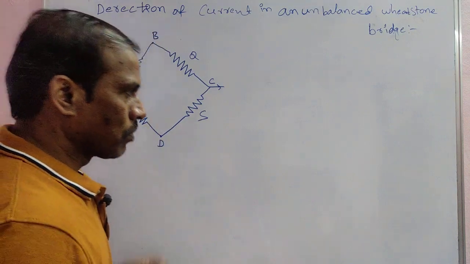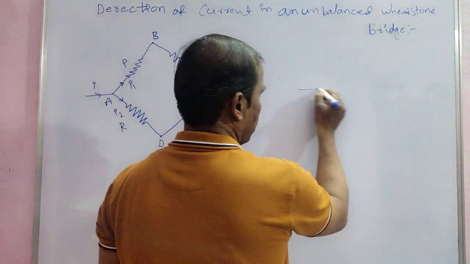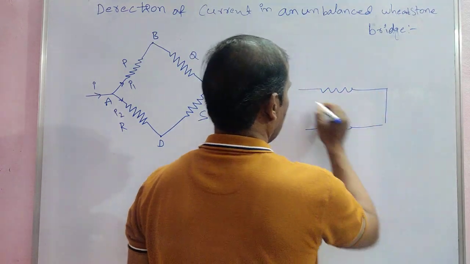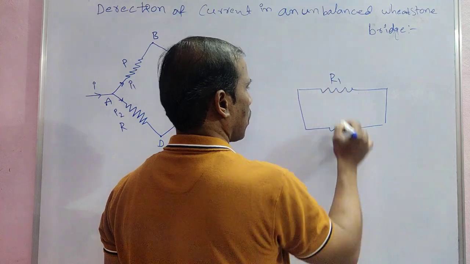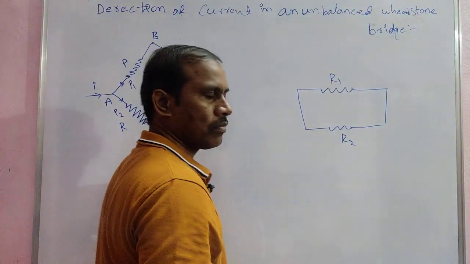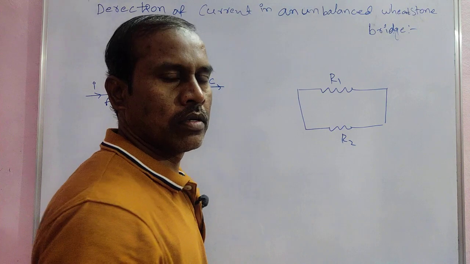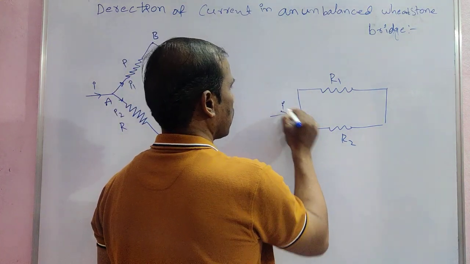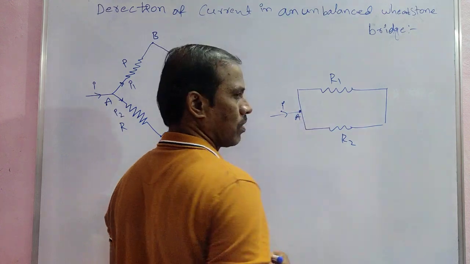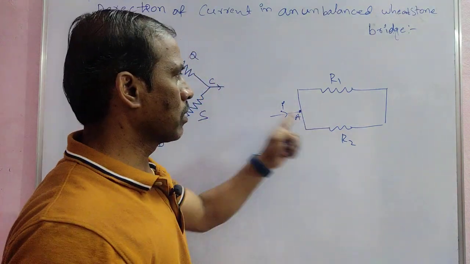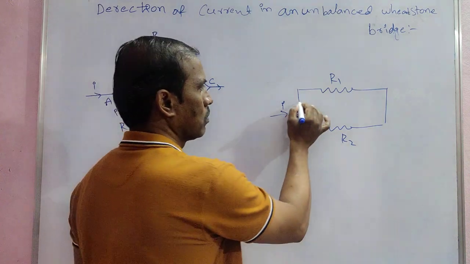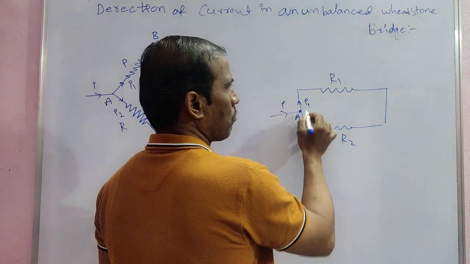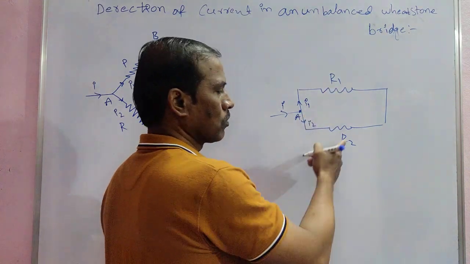First of all, very simple, here is one circuit. These are two resistances, R1 and, for example, R2. These two are in parallel combination. Now the entering current, for example I, enters at junction A and divides into two parts, I1 and I2. I1 passes through R1, I2 passes through R2.